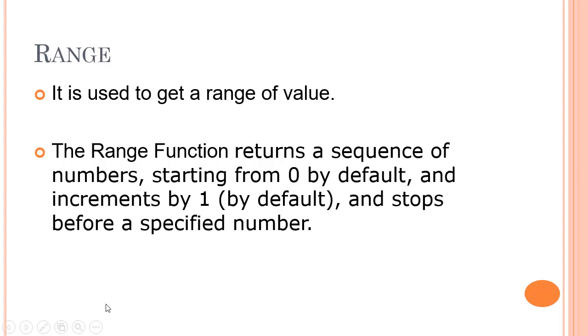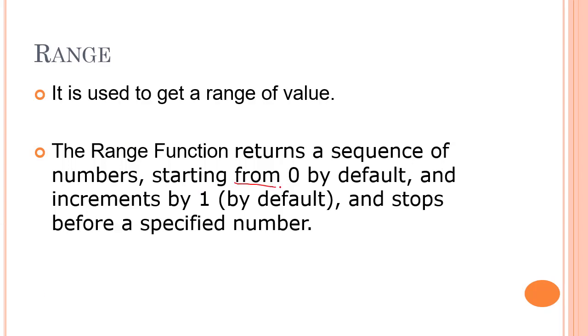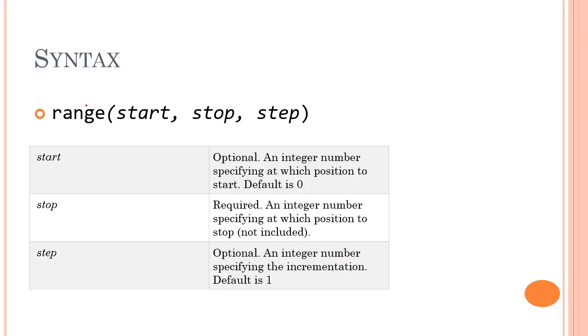So make one thing in note, that by default it starts from 0, it increments by 1 and stops before a specified number. So it is not an inclusive range. Now let's look at the syntax of it. It's quite easy. We just have to mention the keyword range, start, stop and step.